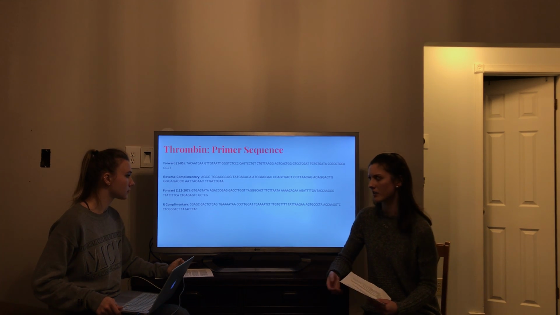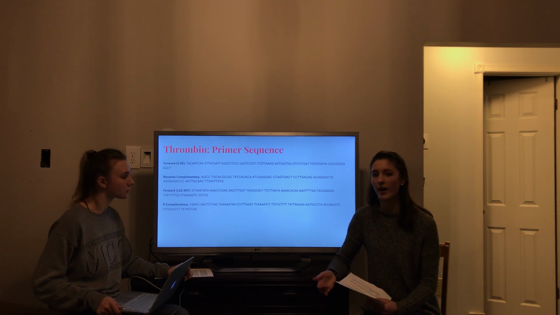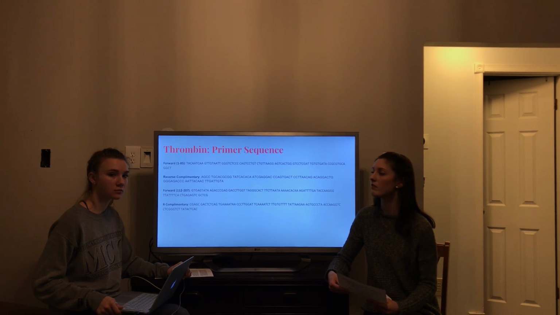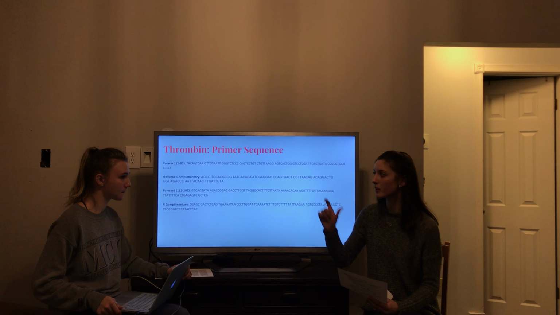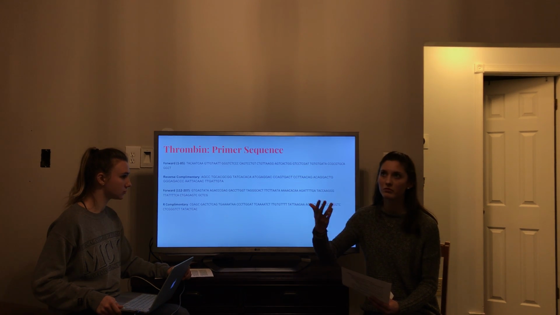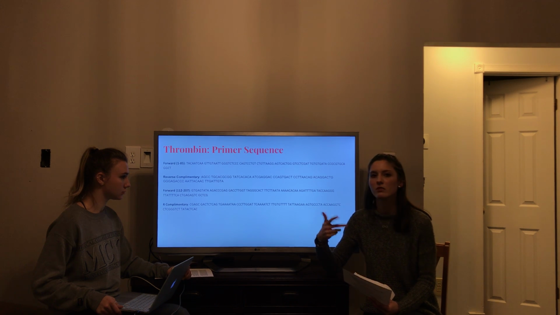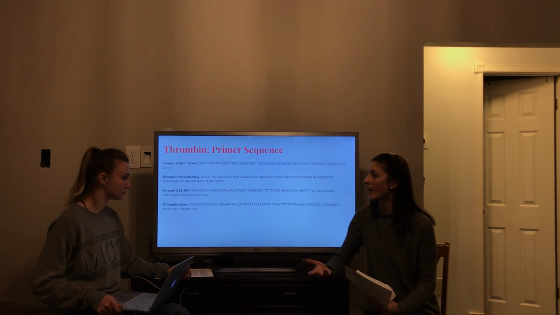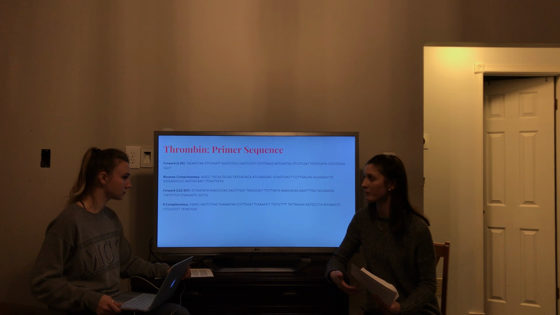The reverse complement, because of the double helix nature and the 3 to 5 prime anti-parallel nature of DNA, requires you to flip your forward primer sequence and then fix those base pairings again, so then you have that complement structure for your primer.